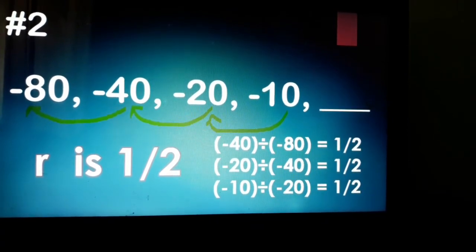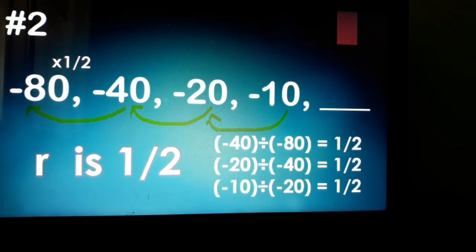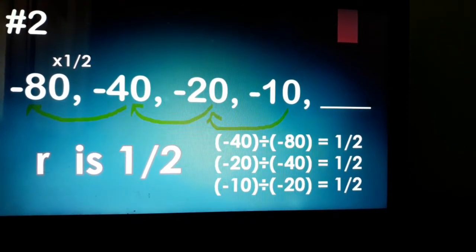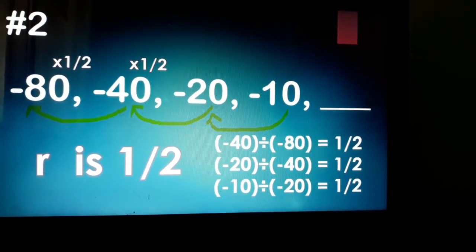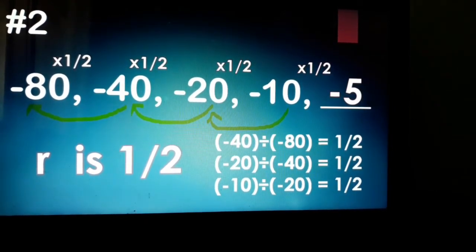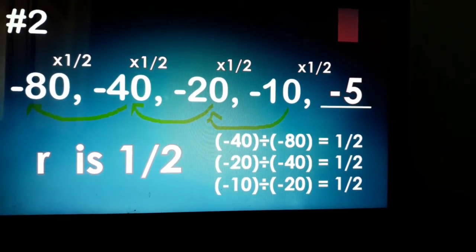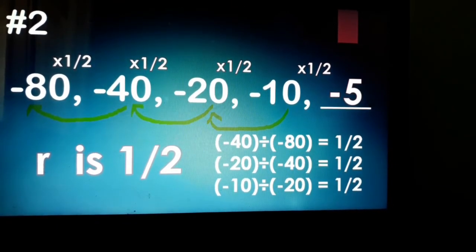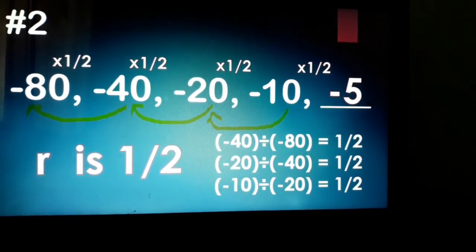Okay? So, since alam na natin yung common ratio, pwede na natin kunin yung next term. So, start tayo sa negative 80 times 1/2. Ang sagot ay negative 40. Negative 40 times 1/2, negative 20. Negative 20 times 1/2, negative 10. At negative 10 times 1/2 ay negative 5. So, according sa definition, you multiply the previous term using the common ratio to get the next terms.